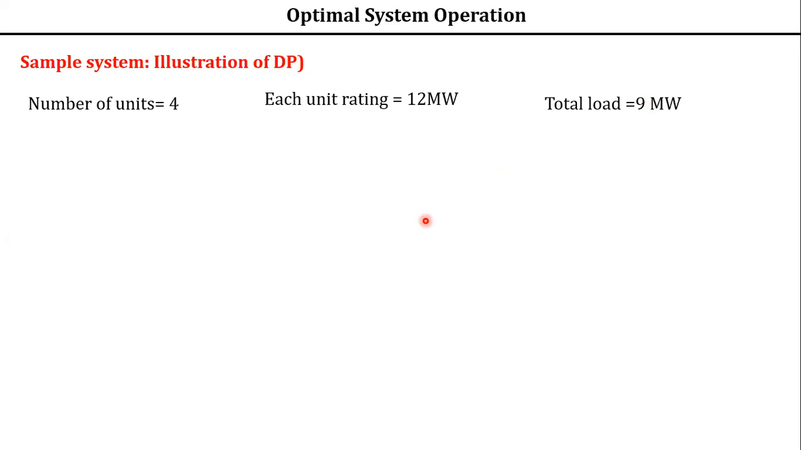As I said, before solving the unit commitment problem by using DP, what are the three things you should know? One is the number of units. Yes, it is known to you. Load cycle. Yes, it is known to us. What is the other thing? Cost characteristics. What are the coefficients we have taken for cost characteristics? Alpha, beta, gamma we have taken earlier, isn't it?